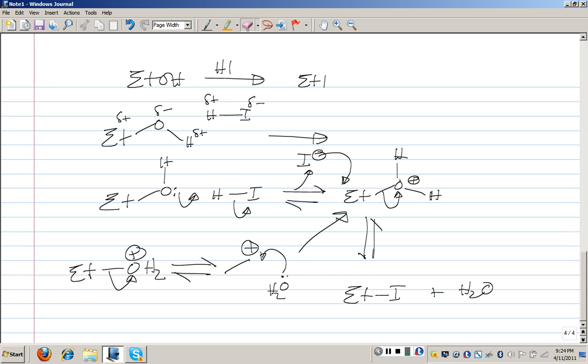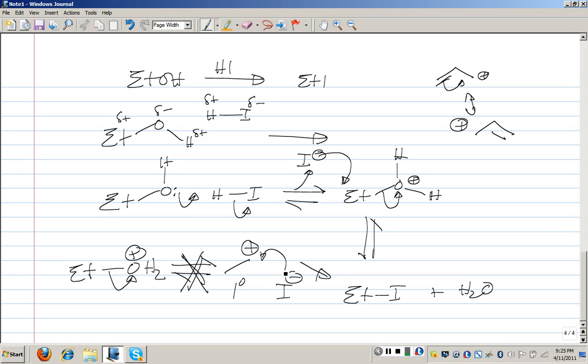Sorry, lost my train of thought. Not water, but iodide reacting with this species to give rise to my product. The problem is this is impossible because the ethyl cation is a primary carbocation. And primary carbocations are very unstable. They will not form unless they're somehow resonance stabilized. So if they're resonance stabilized, then I can form a primary carbocation, but not otherwise. So this is not an option. This is not a pathway that's allowed.